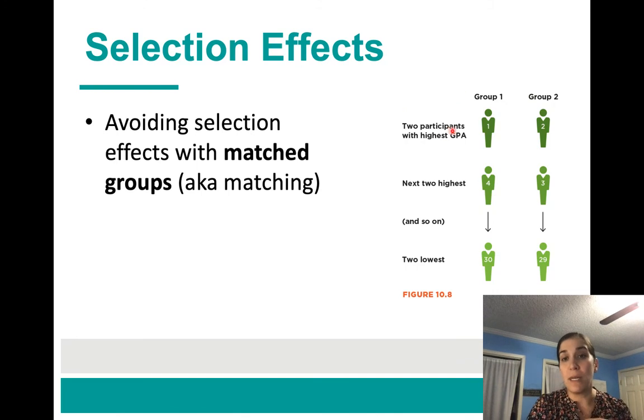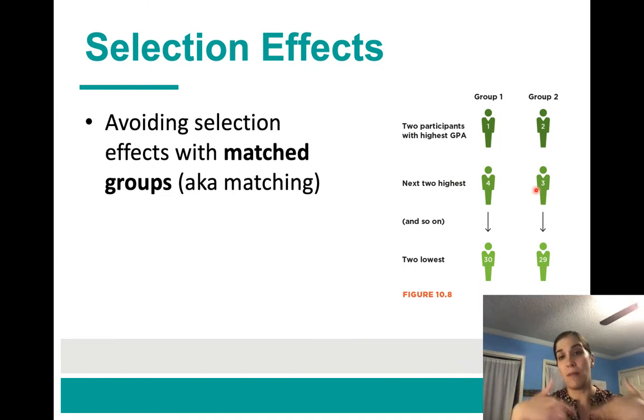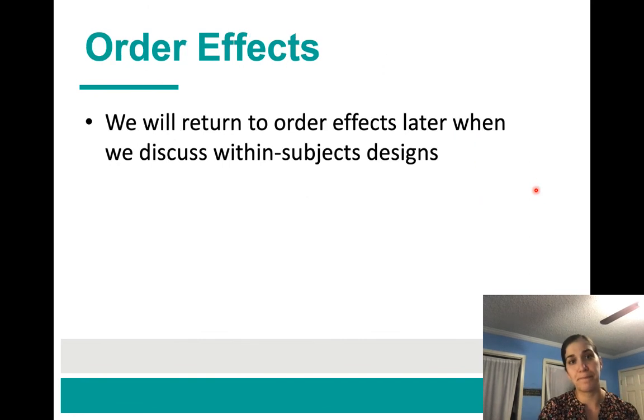And so for group 1, you'll take the 2 participants with the highest GPA and assign them to group 1, and then the 2 participants with the highest GPA and assign them to group 2. Then you're going to take the next 2 highest GPA participants and assign 2 to group 1 and 2 to group 2. And so you're making sure that the groups are the same on this variable that you think might be a confound. This is another way, again, of controlling and making sure that it's controlled between your groups.